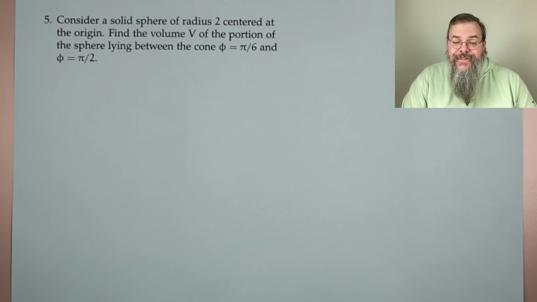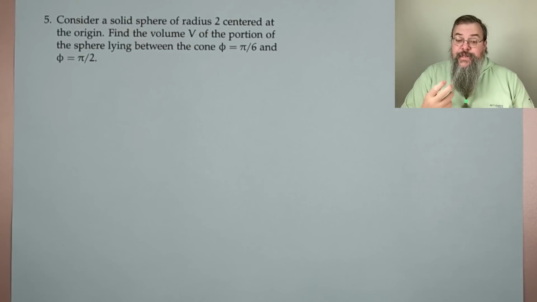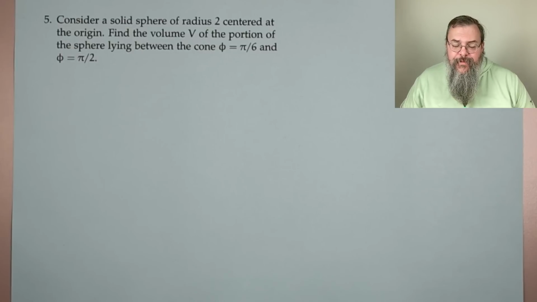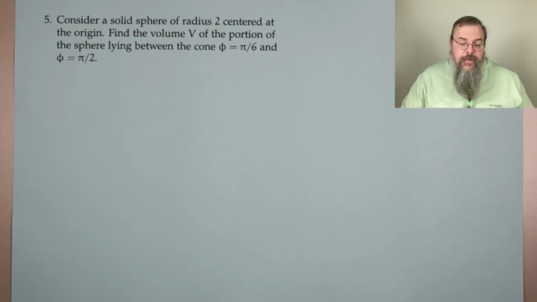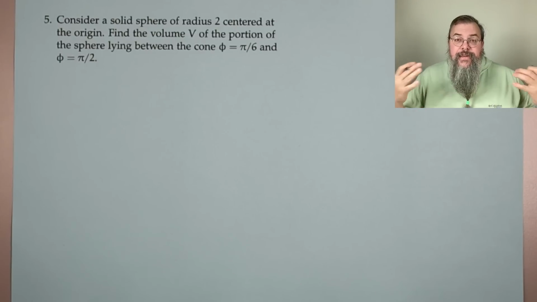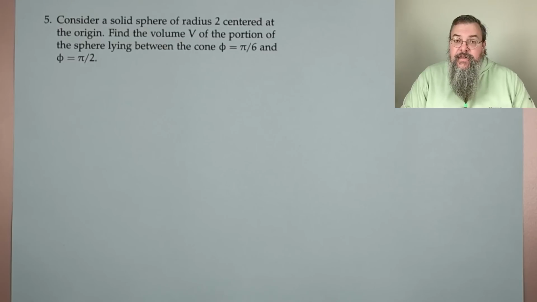Consider a solid sphere of radius 2 centered at the origin. Find the volume V of the portion of the sphere lying between the cone phi equals pi 6 and phi equals pi halves. All right, well, what's this look like? What's going on? So if we think about it for a moment, and we have beautiful symmetry, there's no theta involved, and when I see no theta involved, this makes things a little bit easier.